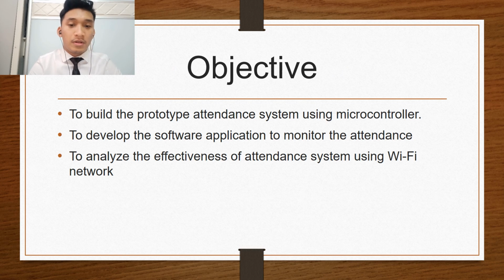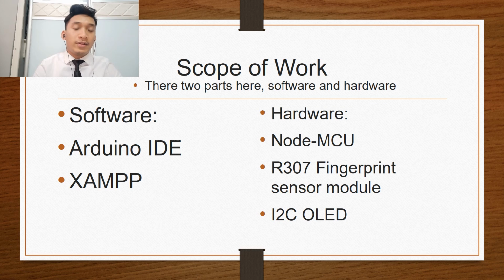The objective: to build the prototype attendance system using microcontroller, to develop the software application to monitor the attendance, and lastly, to analyze the effectiveness of attendance system using Wi-Fi network. Scope of work. There are 2 parts here, software and hardware. The software, first, Arduino IDE, and second, XAMPP. For the hardware, first, MCU, second, fingerprint sensor module, and last one, I2C OLED display.